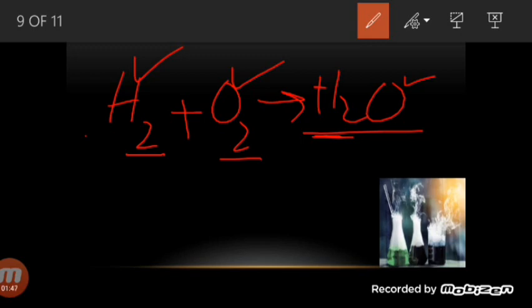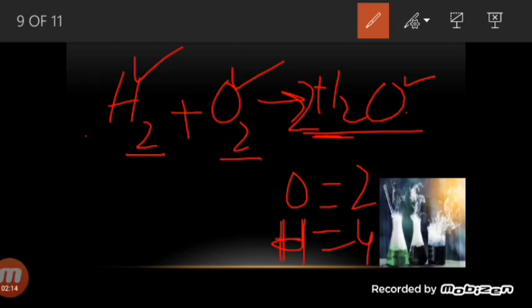Step number 3 is to put coefficients and multiply in order to get the exact, equal number of atoms on both sides. As we are having 2 oxygens on this side of the equation and in the product we are having 1 oxygen, we will put our coefficient 2 over here. And this is how we are going to get 2 oxygens over here. But the thing is that now we will get 4 hydrogens. This coefficient will be multiplied by the subscript of hydrogen. So we will get 4 hydrogens.